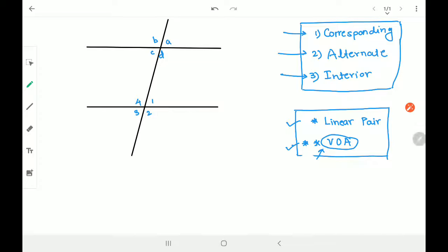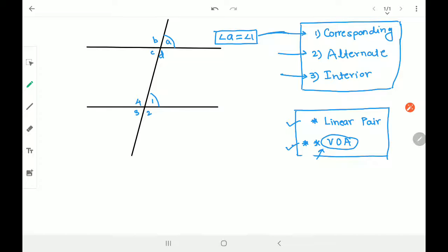Now let us see the types of angle. So A is equal to angle 1. Angle 1 can be written in this form as well. Angle, you can say, no problem. Check it, this angle is equal to this angle. Okay, and this is called a corresponding angle.